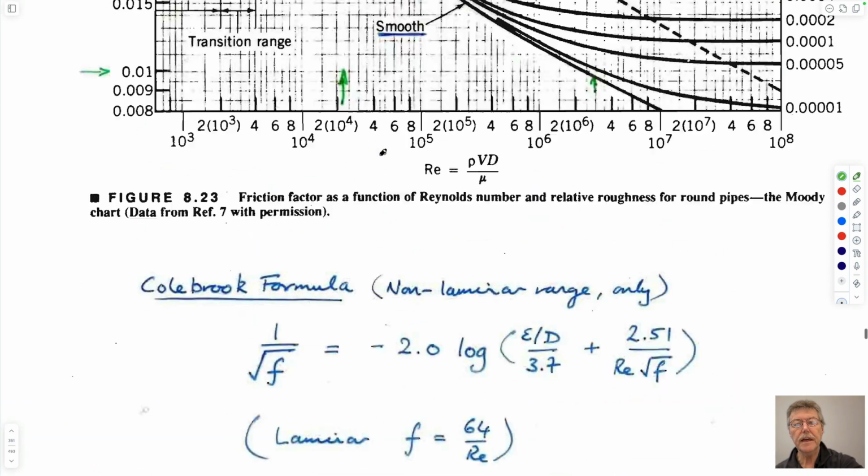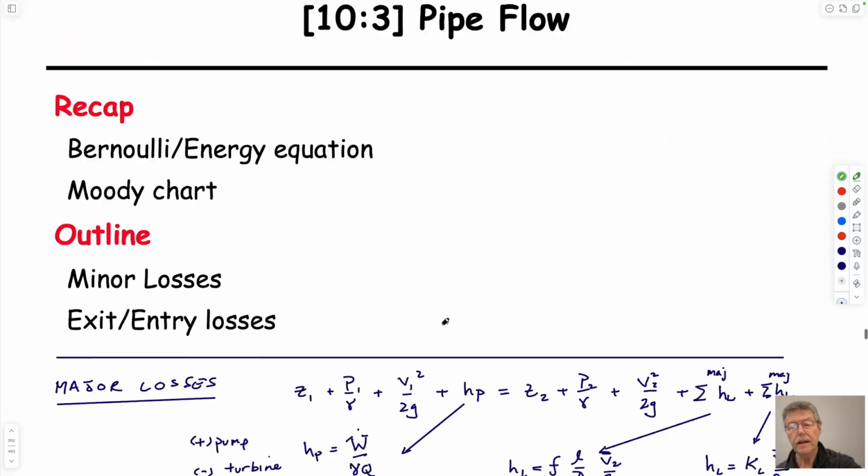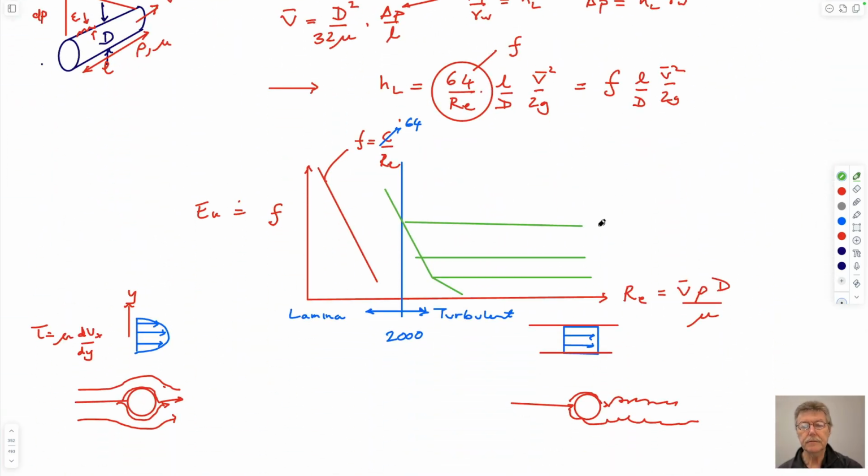If you look here, the label on this is for smooth flow. These represent different magnitudes of roughness. This is a big roughness. This is a small roughness. This is for smooth flow, so epsilon over d equals 0, a glass pipe, if you like, a glass tube. And so this isn't quite the deal.